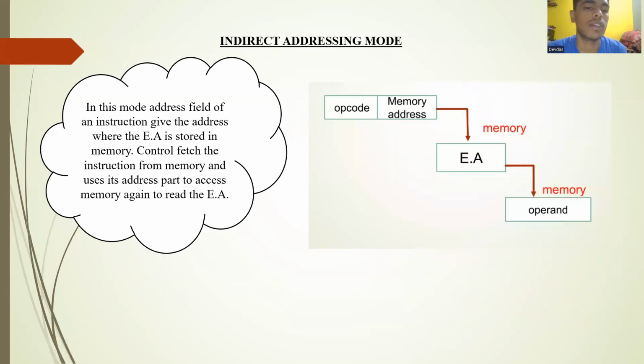In this mode, the address field of an instruction gives the address where the EA is stored in the memory. Control fetches the instruction from memory and uses its address part to access memory again to read the EA.